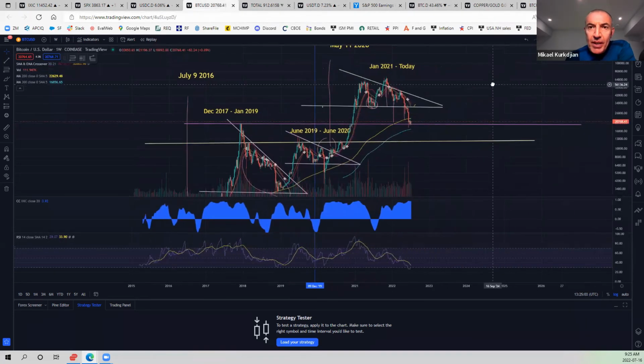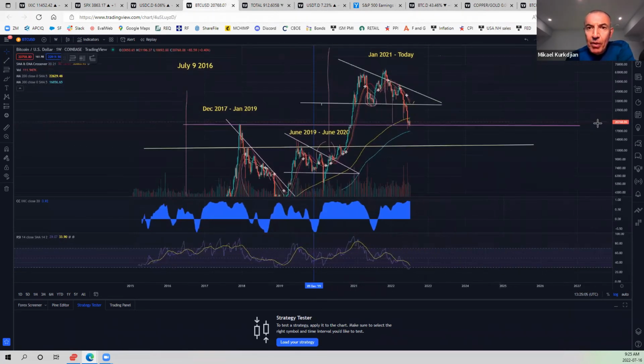As we know, if we look at Bitcoin's 20-week SMA and the 21-week EMA, of course, we're way below those two moving averages. So meaning that we definitely are in bear market territory. So we're not contesting that.